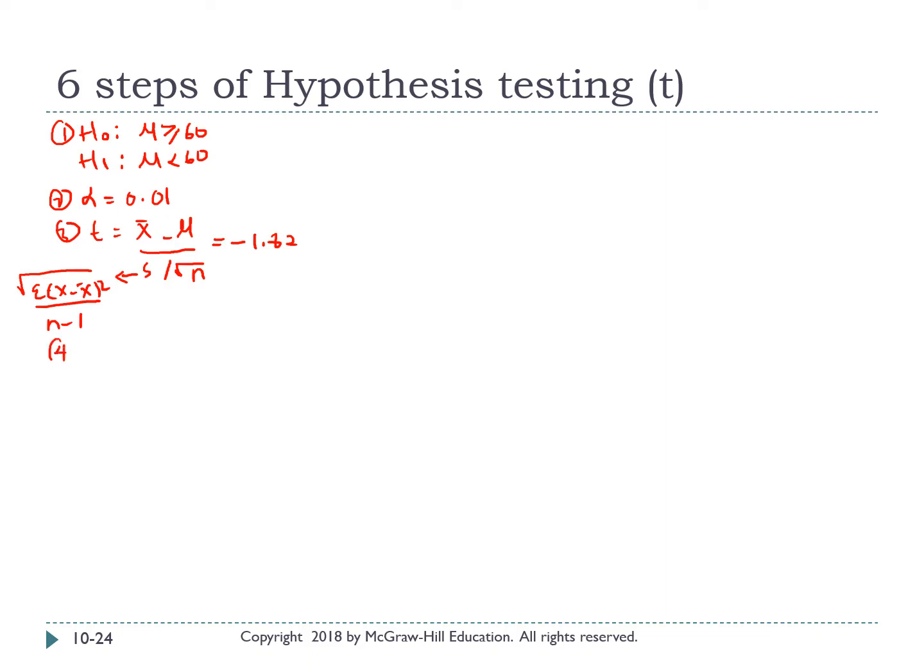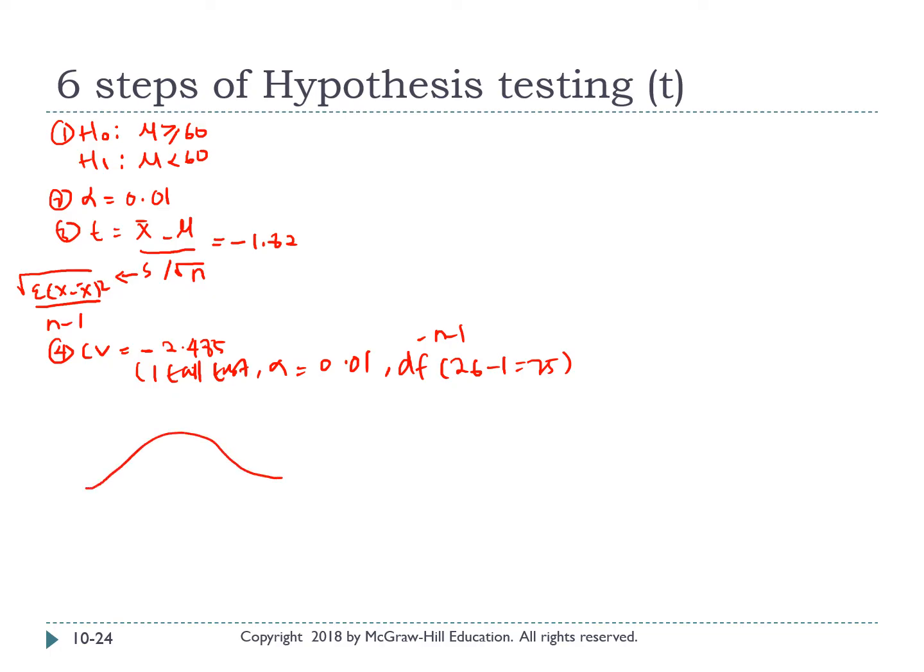Next, step number 4, we have to compute the CV. Remember, CV will follow the sign of our H1. In this case, H1 is less than. CV should contain the negative sign, and the value of our CV is equal to negative 2.485. How can we get this value? We have a few steps to find the CV. We have to look at one tail test. Then alpha equal to 0.01. Next, the degree of freedom, which is n minus 1. Our n is 26. Minus 1, we will get the value of 25. Given all these steps, we should get the value of our CV equal to negative 2.485.